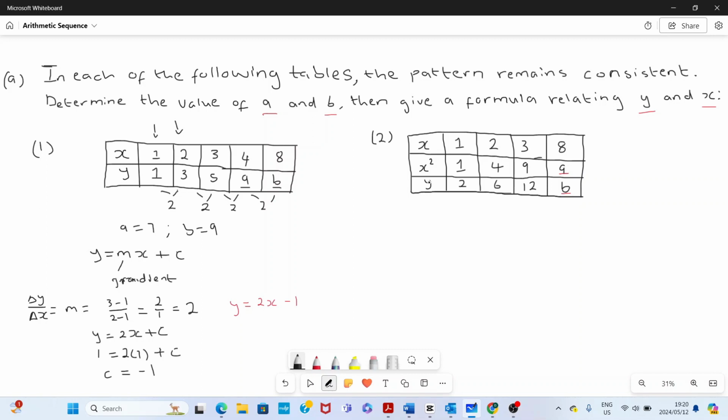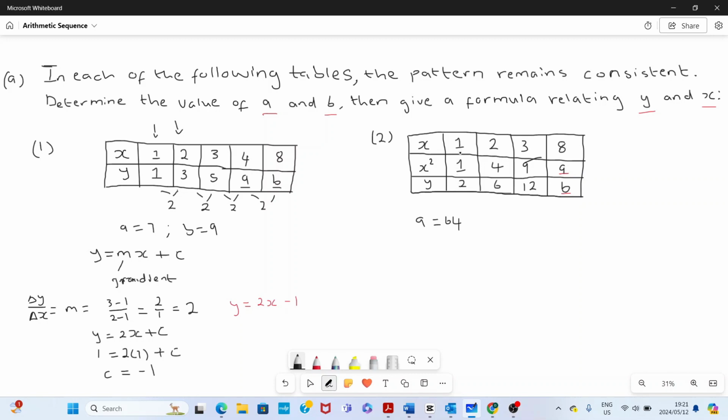So we can then come here and say our a is equal to 64. And now we need to determine our b. If we look here closely, you'll notice that our y is 2, 6, 12.